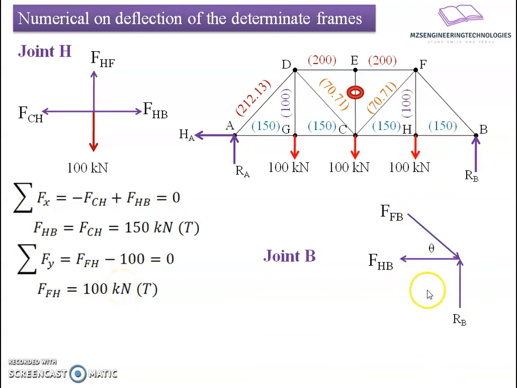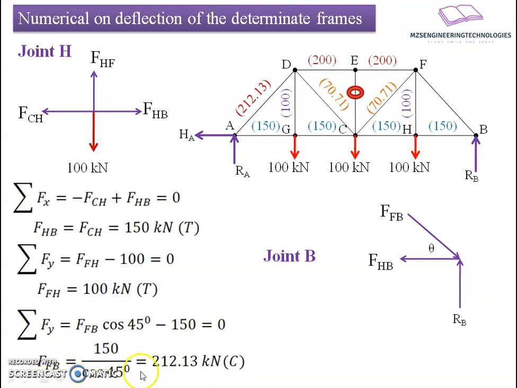If I prepare a free body diagram of joint B, there are two unknown forces here, FFB and FHB. RB is the reactive force coming upward. If I apply summation of forces in the vertical direction, we get a relation: FFB cos 45, sorry, the vertical component should be sine of 45, so FFB sine 45 minus 150. If I put the relation here, FFB will work out to be 212.13 kilonewton.